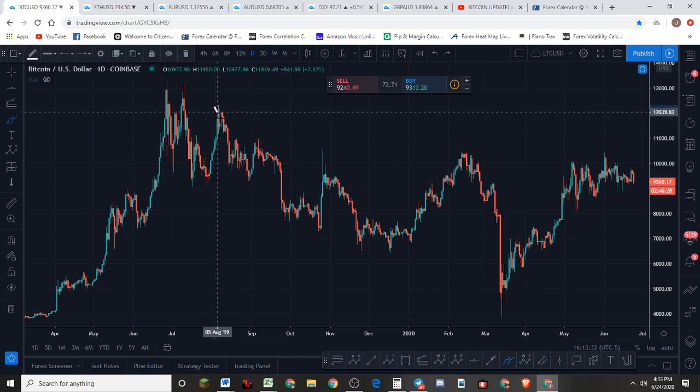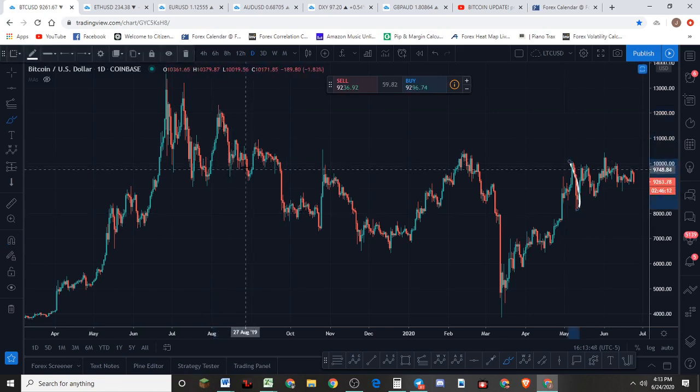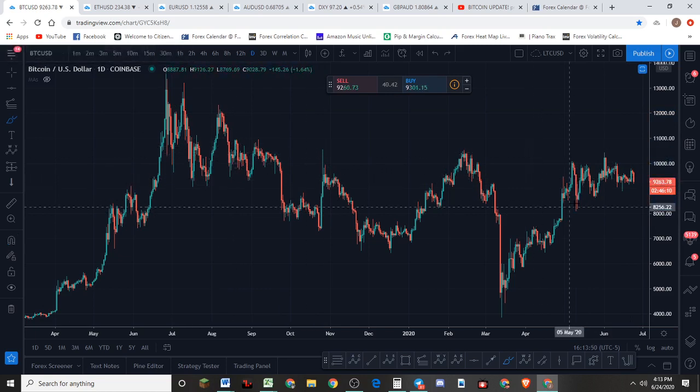Right here, we had a move to the downside. It was followed by a large move. So we had a move to the upside. We had a straight move to the downside that took it back. So large move to the downside. That's the first thing I see. I'm going to say that right there is a similar move. Secondly, now you might say, hey, that's not as big. Yeah, exactly. It's not the same. It's not perfect. But what follows is very, very interesting. Let me show it to you.